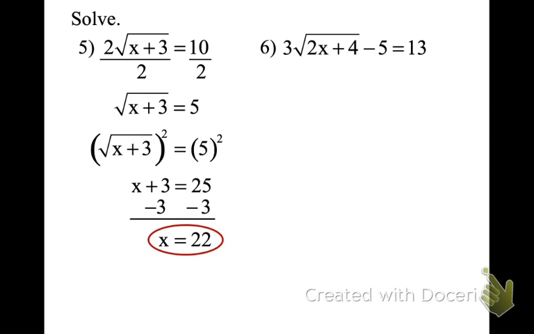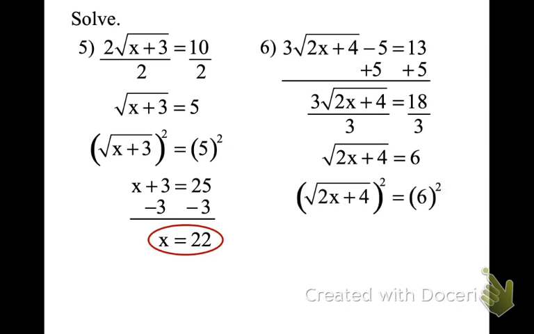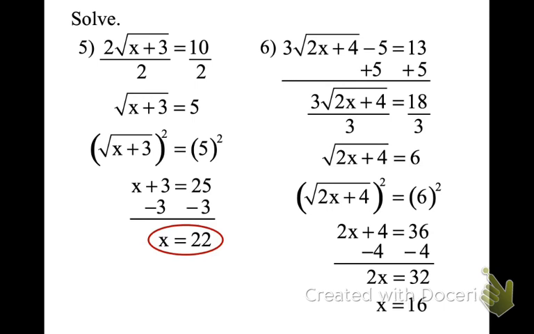On the next one, this is a multi-step, so we undo our addition and subtraction first. We're doing the reverse, so I'm doing inverse operations: add 5 to both sides, divide both sides by 3. Now I'm going to square both sides to get rid of the radical. Then we get 2x plus 4 equals 36. I'm subtracting 4. Divide both sides by 2, and I get x equals 16. Again, when you substitute that 16 in, it should work out.